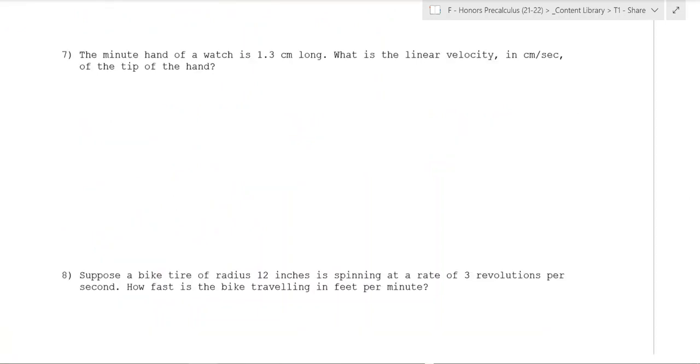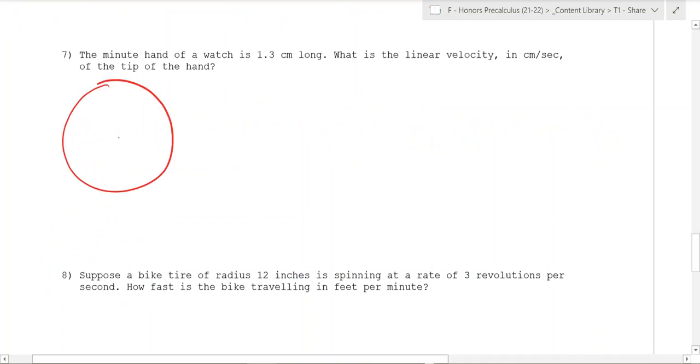So this one says the minute hand of a watch is 1.3 centimeters long. So you have this watch right here, and the minute hand is 1.3 centimeters long. What is the linear velocity in centimeters per second of the tip of the hand? Well, we know that 1 revolution will take 60 minutes. The minute hand goes around once every 60 minutes.